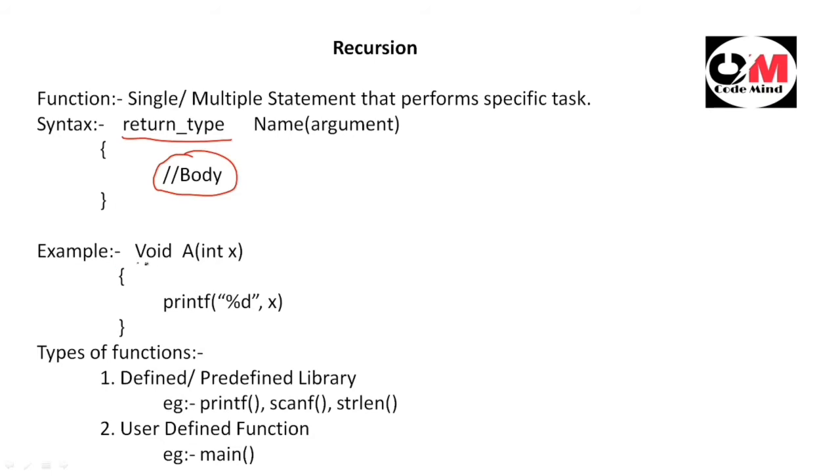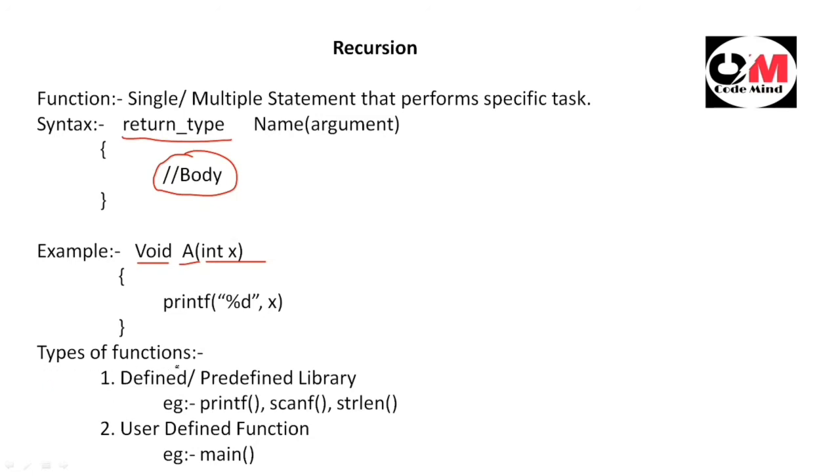For example, void a(int x). So a is the function name, void is the function return type, that is, the function is not returning anything, and int x. So x is the parameter which is of the data type integer. In the curly braces we write the body of the function, that is printf("%d", x). Printf is a predefined function which will print the output to the console screen, and it is printing the value of x that is passed here.